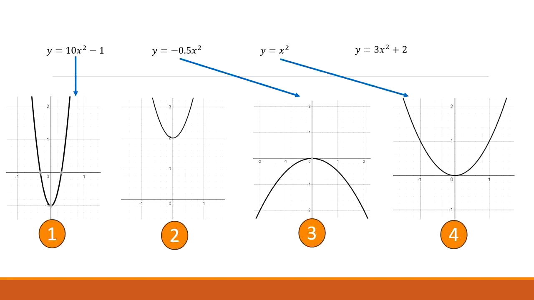The last one, y equals 3x squared plus 2, obviously it's going to be number 2, but I'm going to work it out anyway. I've got a plus 2, so I know I'm crossing at 2. I've got a positive a value, so I know it's concave up because it's a smiley face, so it has to be our number 2.